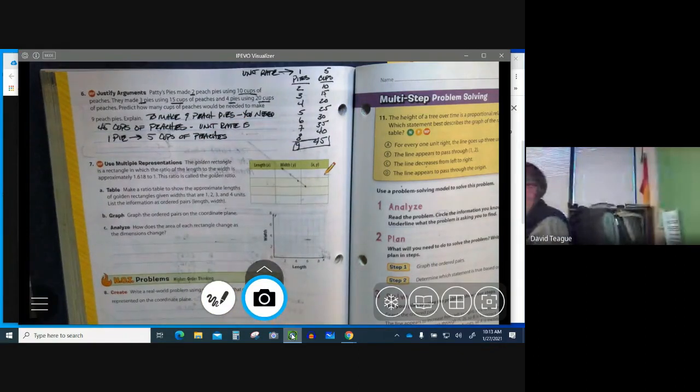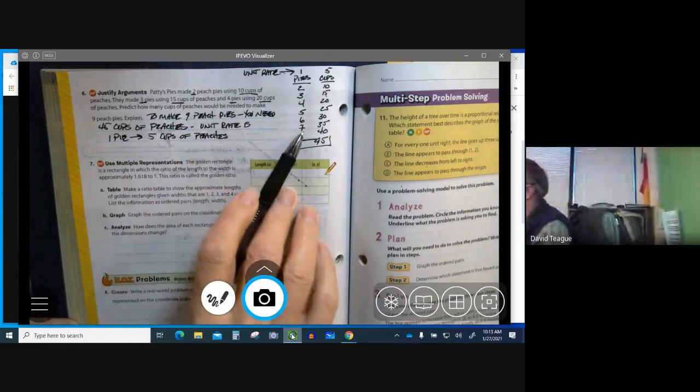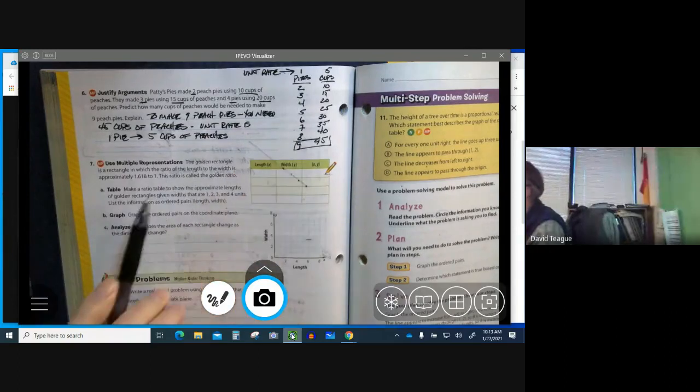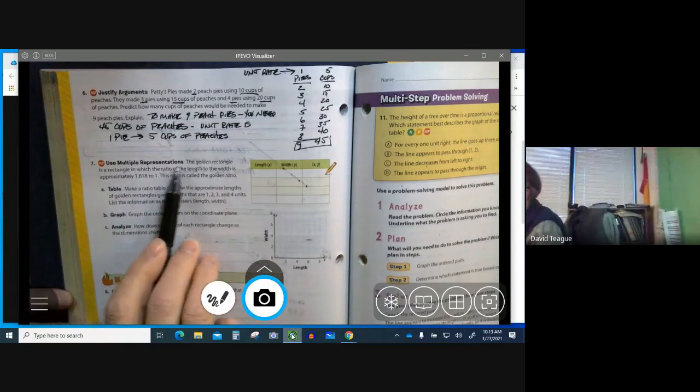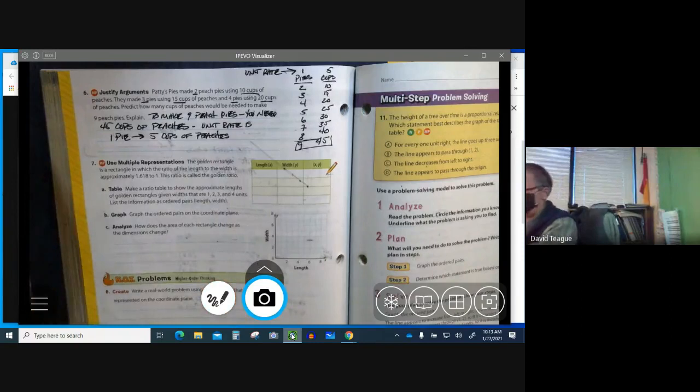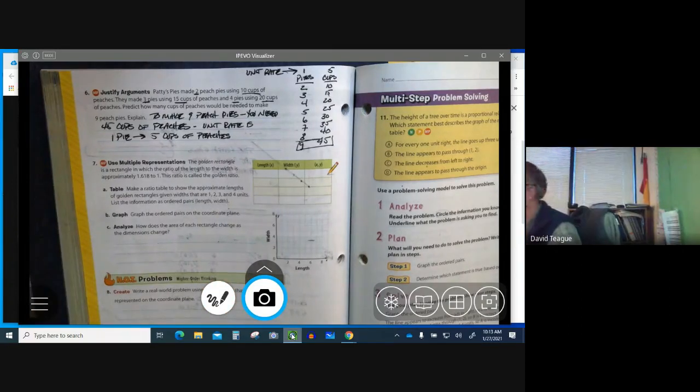Okay. So we solved this problem just by continuing our ratio table. Okay, use multiple representation to go. Well, let's see how much time we got. Well, we're out of time. Okay.